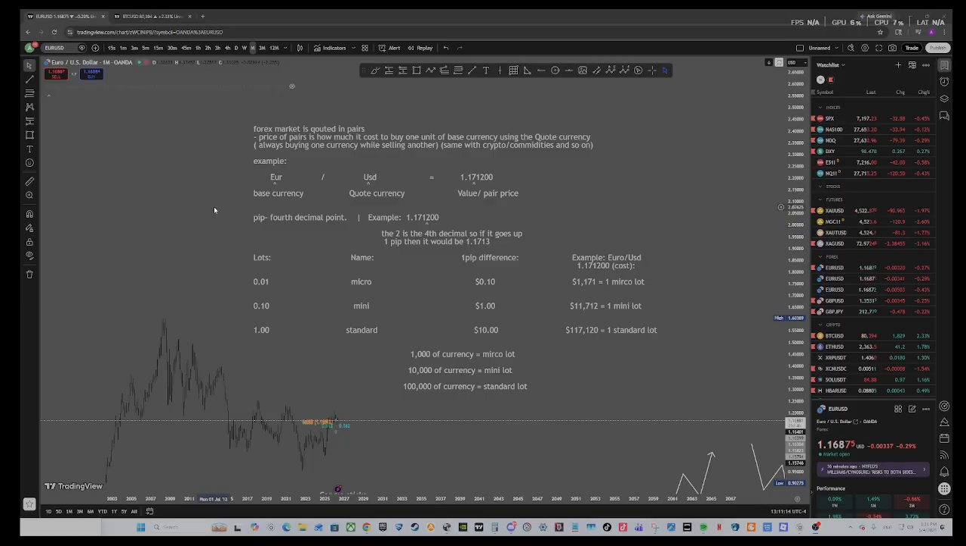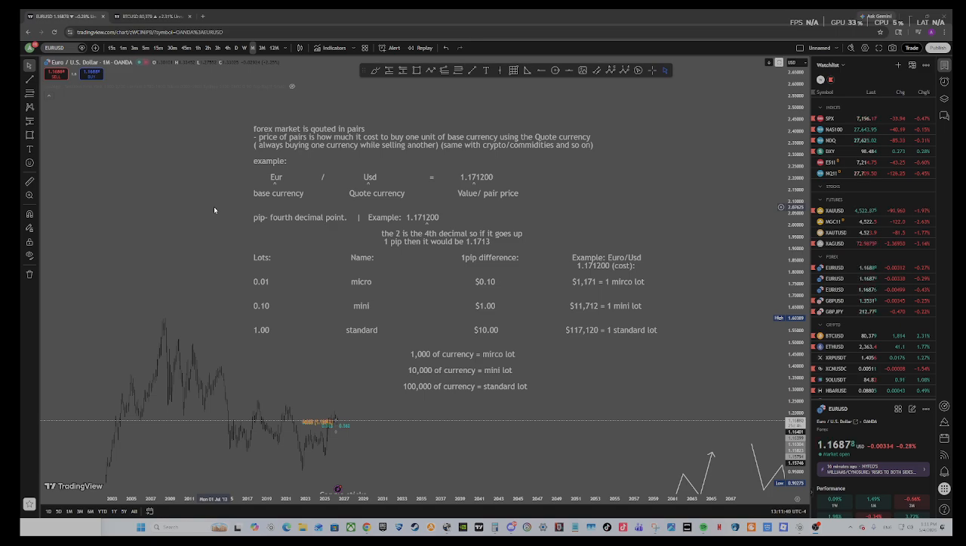So there's different sizes for positions, right? There's different lot sizes, and there's different names for the lots. So we have the 0.01 lot, which is called a micro. Every single pip difference is 10 cents, right? And how much it would cost for you to afford one micro lot is $1,171 for the Euro USD, right?